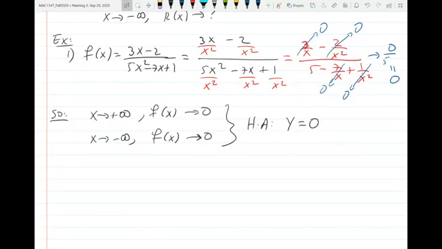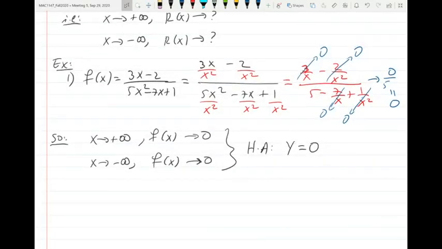Maria, do you have a question? Oh, sorry. Yeah. Can you hear me? Yes. So when we're dividing everything by x squared, we're assuming that x is bigger than 0?